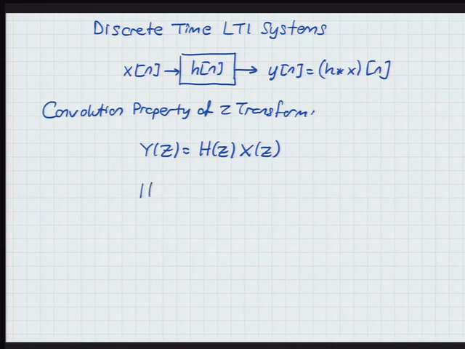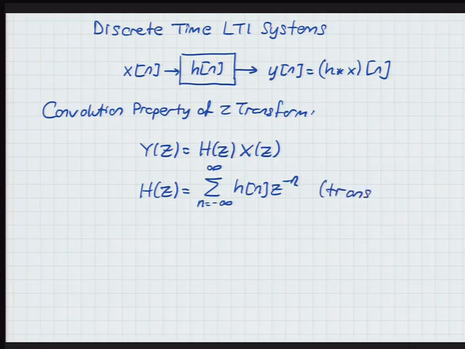H of z is the Z transform of the impulse response, which by definition is equal to the sum from negative infinity to infinity of h of n z to the negative n. But we have seen this before when we talked about the response of LTI systems to exponential signals. We saw that any exponential signal like z to the n is like an eigenfunction for an LTI system. The output will be again z to the n multiplied by a coefficient. And what was that coefficient? It was h of z. We called it the transfer function back then. So now the transfer function reappears as the Z transform of the impulse response, just like the transfer function of a continuous time system appeared as the Laplace transform of the impulse response.